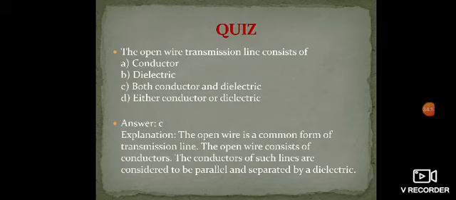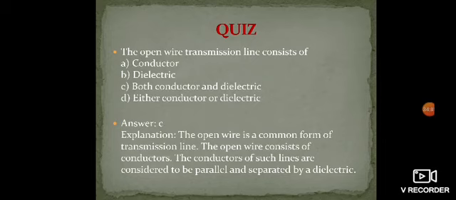The open wire is a common form of transmission line, which consists of conductors. The conductors of such lines are considered to be parallel and are separated by a dielectric. Why? Because the two conductors are in the parallel wire type, where one wire carries the original data and the second wire acts as a ground.